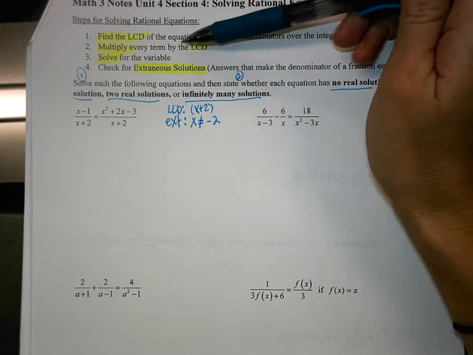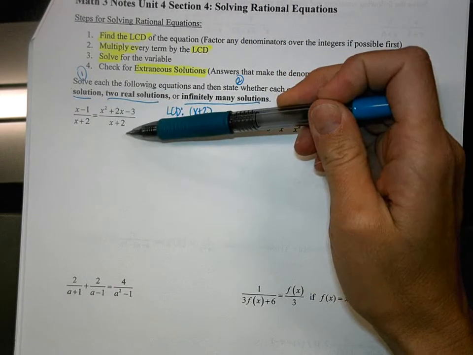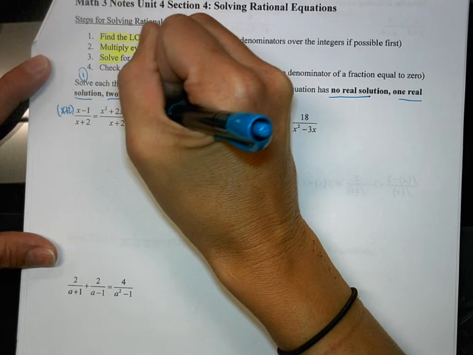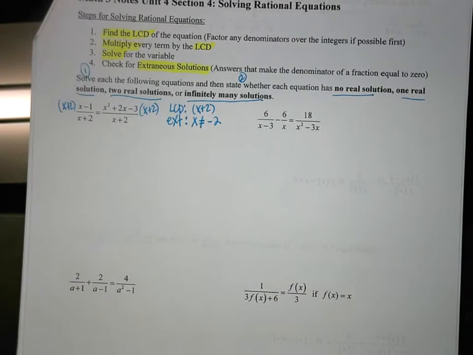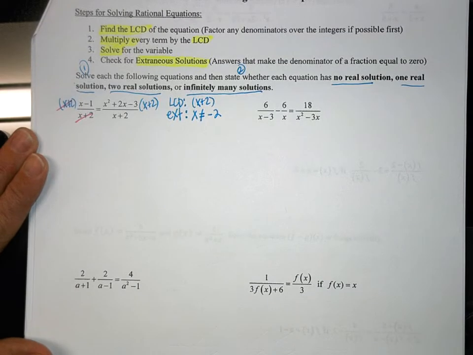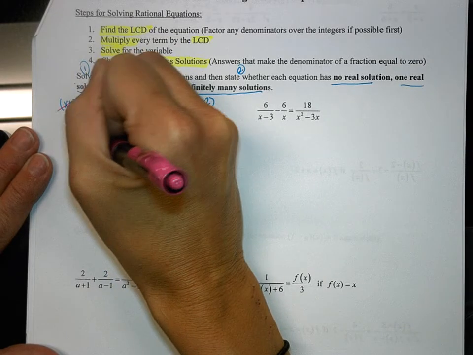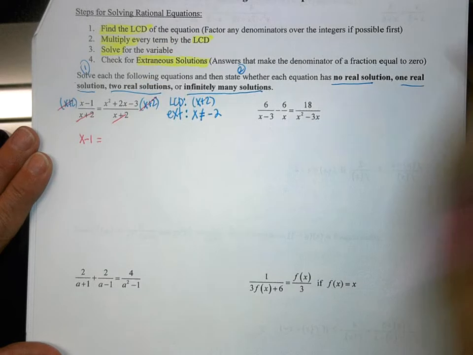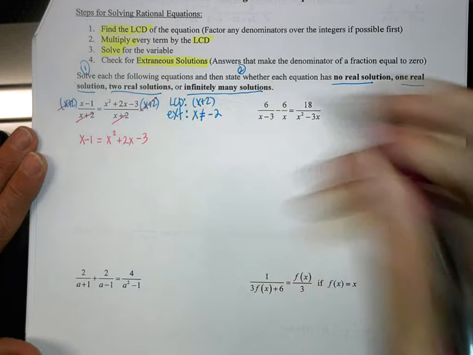Step 2, we're going to multiply every term by the LCD. So if you notice, there are only 2 terms here. Do you guys see that? So we're going to multiply this one by x plus 2, and this by x plus 2. Okay, when we do that, the x plus 2's cancel. And we are left with x minus 1. Very good. Equals. Here, x plus 2's also cancel, and we are left with x squared plus 2x minus 3.